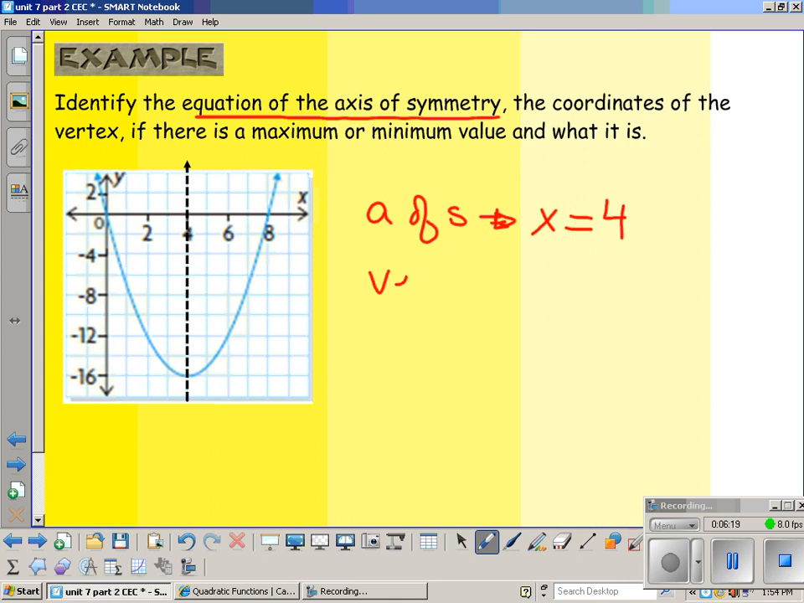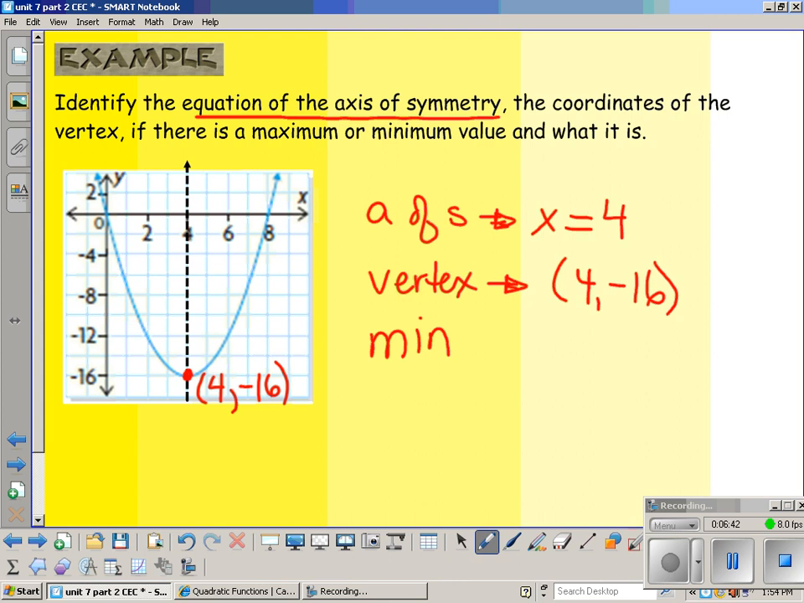The coordinates of the vertex. So the vertex is the highest or lowest value, or the point where the parabola changes direction. This is when x is 4 and y is -16. Is there a maximum or minimum value? This is opening up. We have a lowest point, and the lowest point on the y is -16. So it's a minimum value of -16.